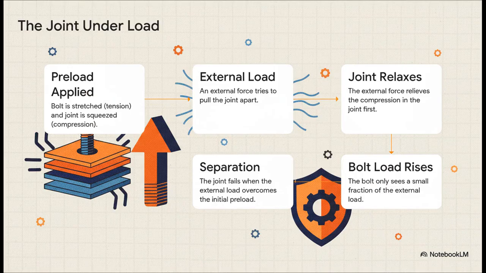Okay, so let's walk through this. Picture it. An external force comes along and tries to pull the joint apart. But here's the trick. That force doesn't immediately yank on the bolt. No. Its first job is to fight against the compression that's already in the joint. It has to undo that squeeze first, so the joint members relax and expand just a tiny bit. It's only after that initial preload compression is totally overcome that the bolt itself finally starts to feel a major increase in tension. That preload is basically a massive invisible shield protecting the bolt.